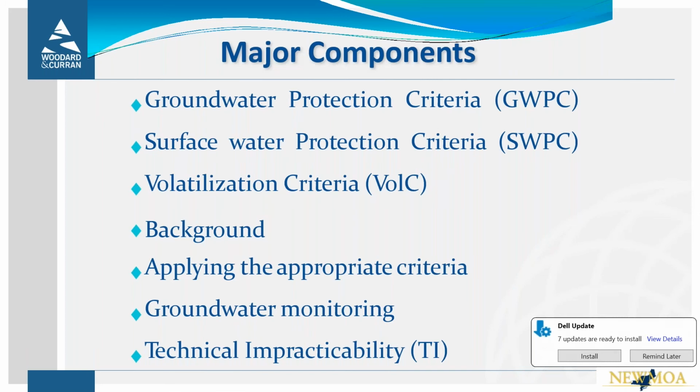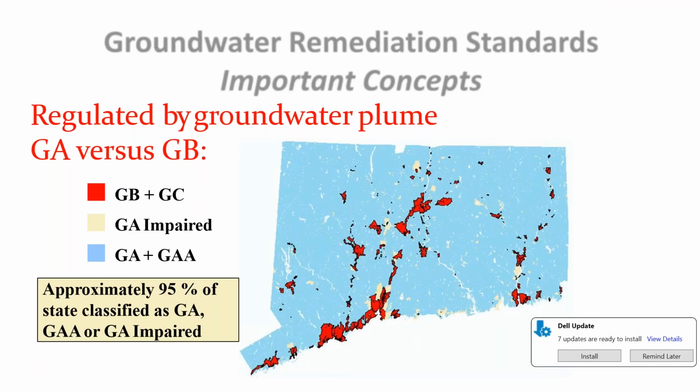Moving on to the groundwater and how they deal with that. There's drinking water standards, groundwater protection criteria, and there's surface water protection criteria and the volatilization criteria that are protective of indoor air, which I'll go over. Those are all groundwater numbers, not surface water and not indoor air numbers.